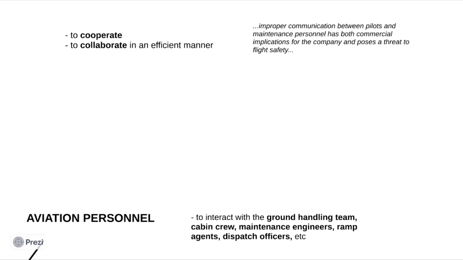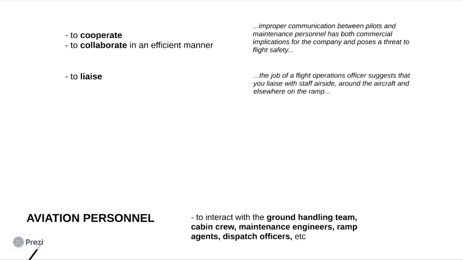Because, for instance, improper communication between pilots and maintenance personnel has both commercial implications for the company and poses a threat to flight safety. If you are ready for the next level vocab, you might use something like to liaise in this context, as the job of a flight operations officer suggests that you liaise with staff airside, around the aircraft, and elsewhere on the ramp.